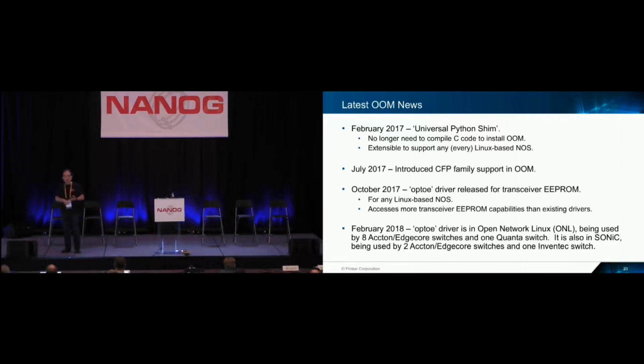The universal Opto-E driver was released. And again, this can be used on any Linux-based NOS. It actually, we believe, is better than some of the existing drivers out there, which are more white box specific. This actually has better functionality, more transceiver capabilities, EEPROM capabilities. And then most recently, that driver is now part of a couple of distributions. ONL distribution is being used in 8 Acton switches and 1 Quanta switch. It's also in the Sonic distribution, being used by 2 Acton switches and 1 Inventec switch. So that's fresh off the press, actually, from a couple of weeks ago.